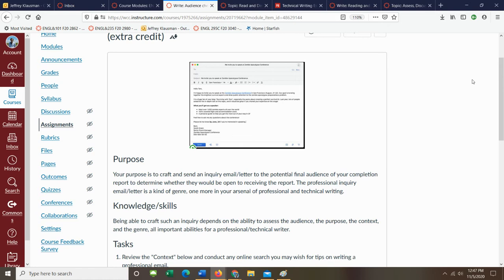So this is your chance. Write a letter or an email and see if they are open to getting your report. This is no extra credit, so no pressure if you don't. If you're feeling like, "Yeah, I don't want to do this," you don't have to do it. But it's a nice little activity. So that's what we're going to start with.